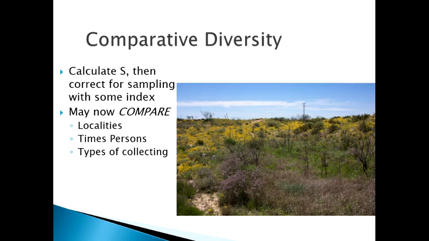Comparative diversity. Calculate the S. Calculate some sampling things, and then you could compare 2 places, 2 people collecting, 2 types of collecting. Collecting that was done in 2020 versus collecting that was done in 1995. Collecting that Charles Darwin did in the 1800s versus the collecting somebody else did in 2020. It's a way to look at the number of taxa in an area, but also sampling and different modes of sampling.